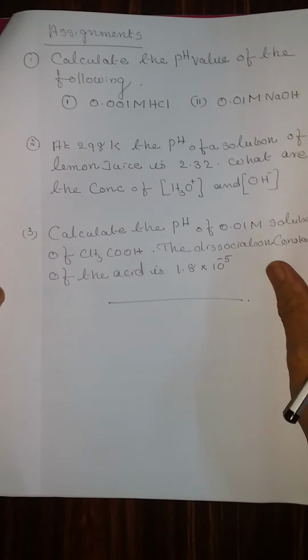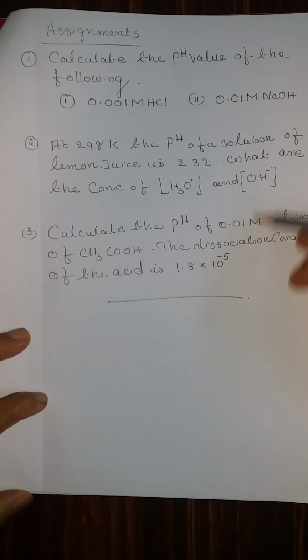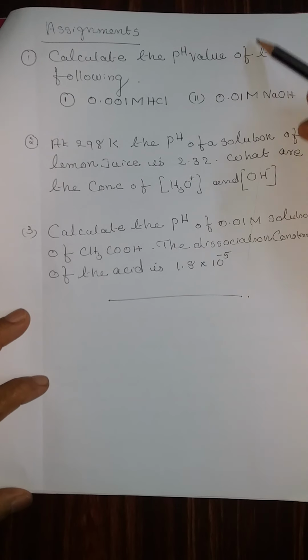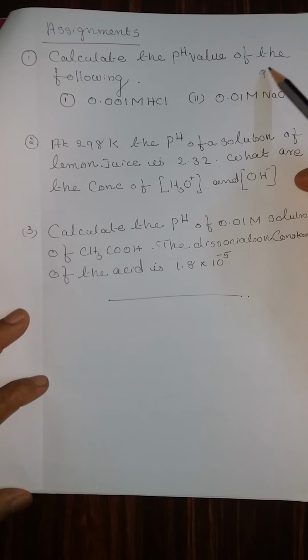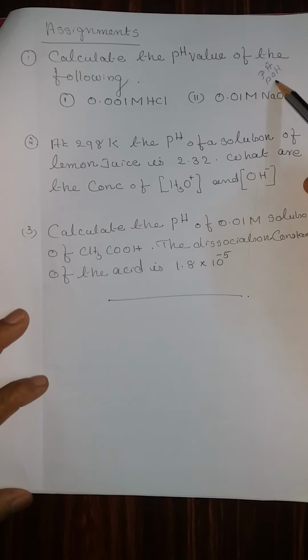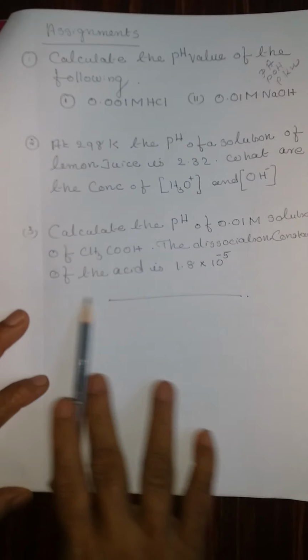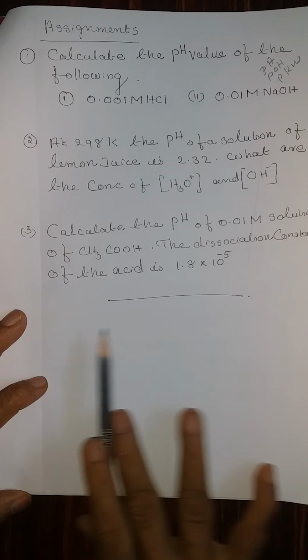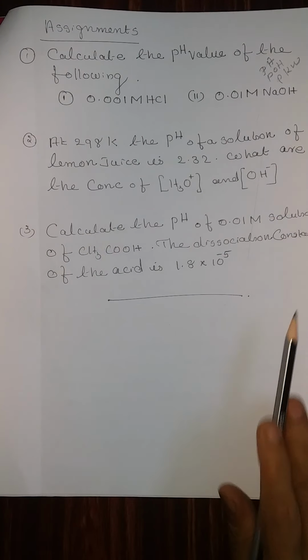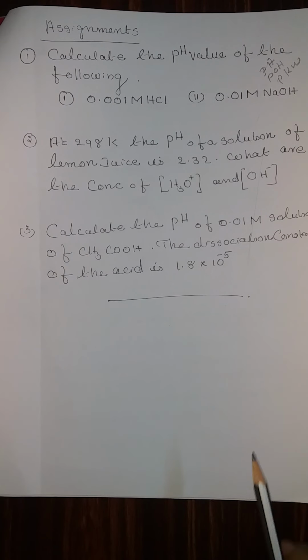A number of assignments based on the portion that we discussed are given. Unless you have a thorough idea about the relationship of pH, pOH, pKW, you may not be able to do these 3 assignments. Therefore, get thorough with the portion and then try to do them. After doing it, see the textbook and refer to the answer to check whether the answer you got is correct.